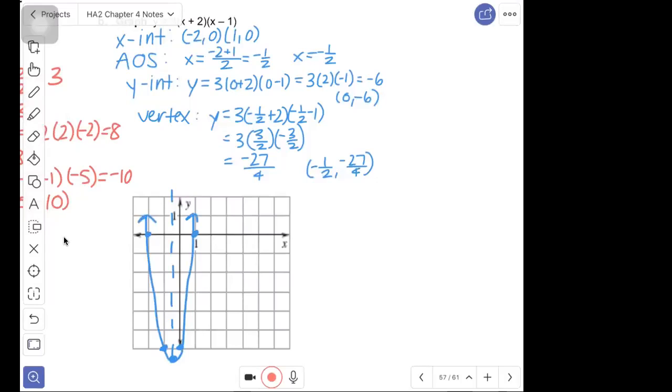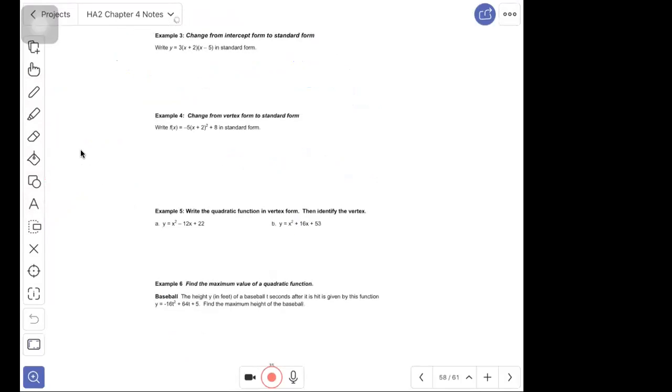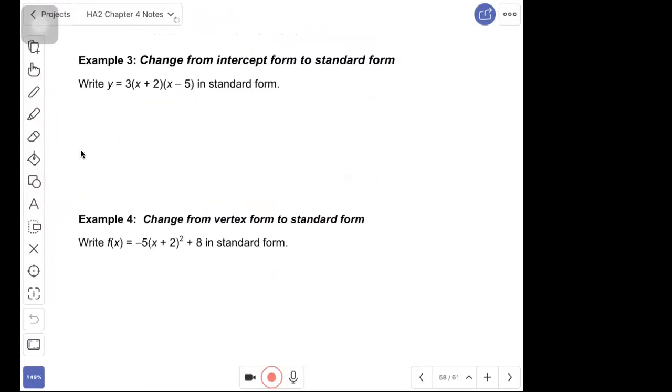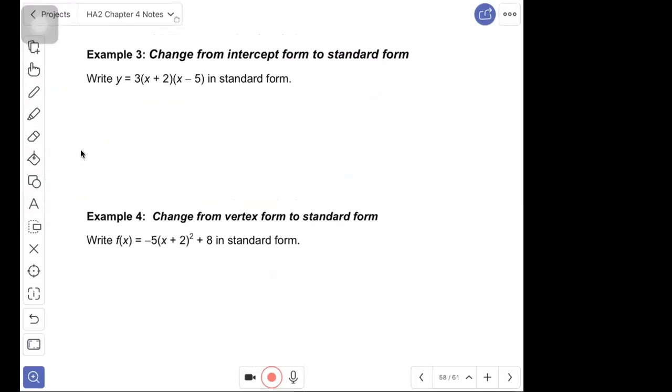So just different forms, some forms make it easier to find other characteristics. Cool. Okay. So now, what if they asked us to change this function from intercept form to standard form? This is an intercept form. We can read our intercepts right off of that. It'd be -2 and 5. And we want to get this to standard form.